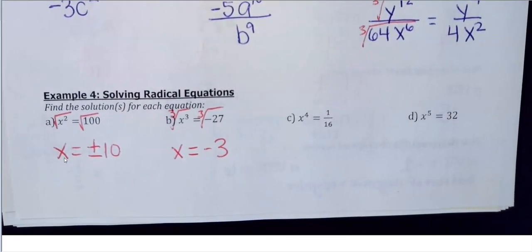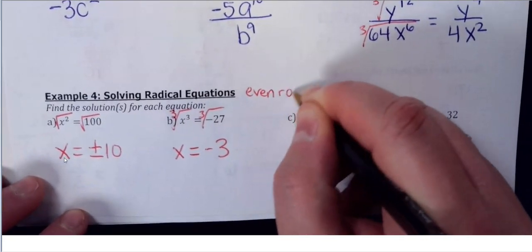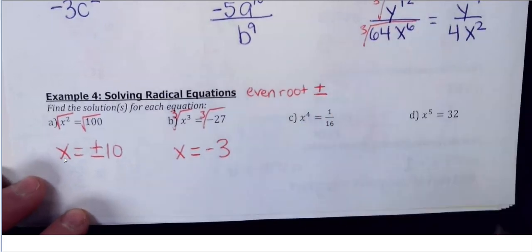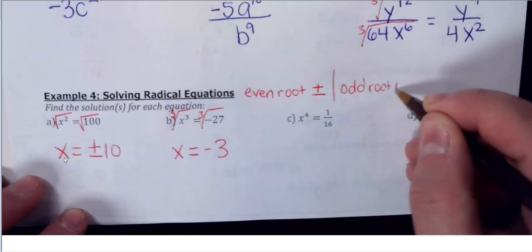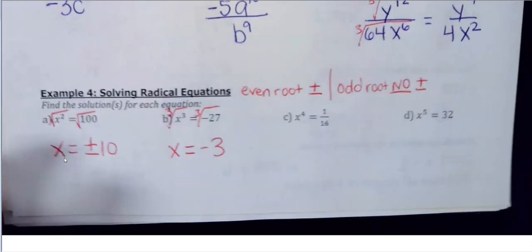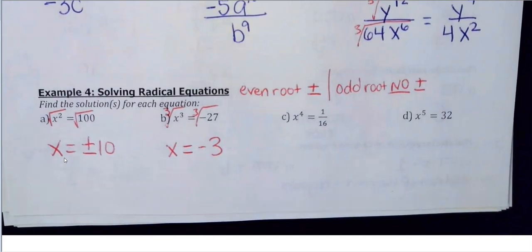If you plugged in positive 3 to the 3rd power, that'd give you positive 27. If you have an odd root, do not put a plus or minus. If you do have an even root, you got to put a plus and minus. All right, so maybe I should write that. If you have an even root that you're taking to both sides, plus minus. If you do an odd root, don't put a plus and minus. There's only one answer. This question has 2 answers. This equation has 1 answer.